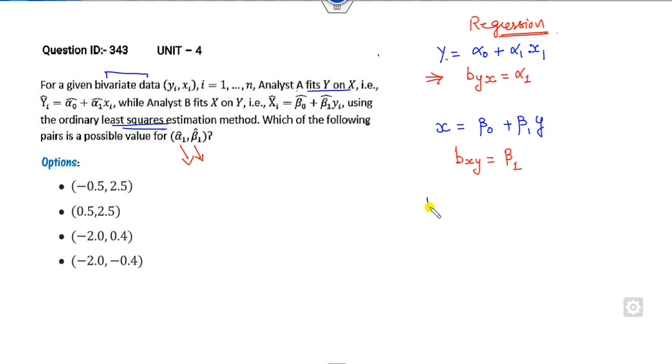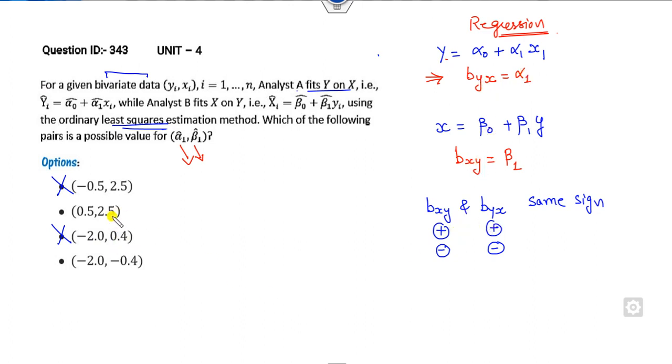Now what is the property of bxy and byx? Both have the same sign. That's the first property. It means if this is positive, then the other must be positive. If this is negative, then the other must be negative. So this clearly says that the first and third options are cancelled out, irrespective of their values, because alpha 1 is nothing but byx and beta 1 is bxy.